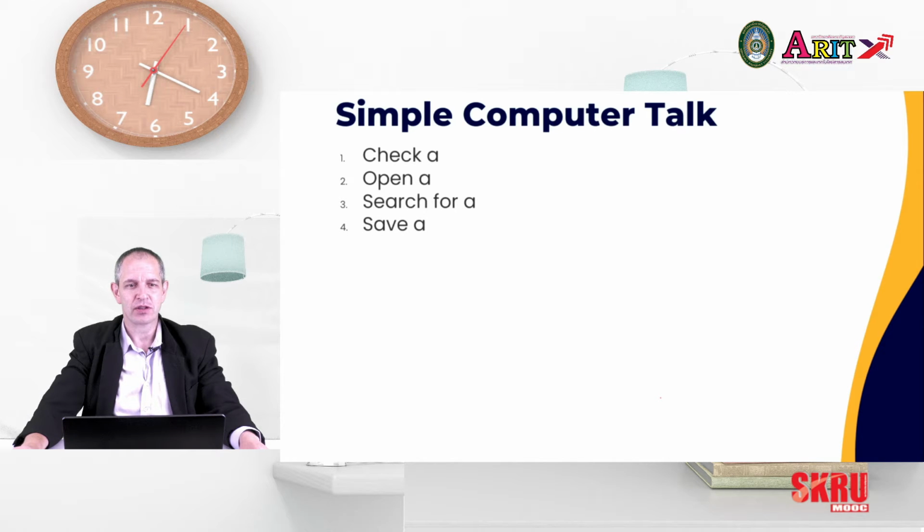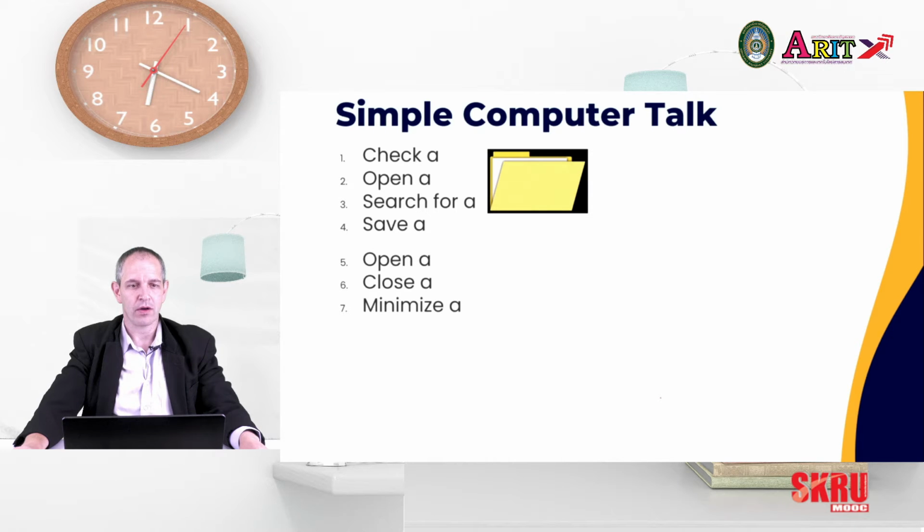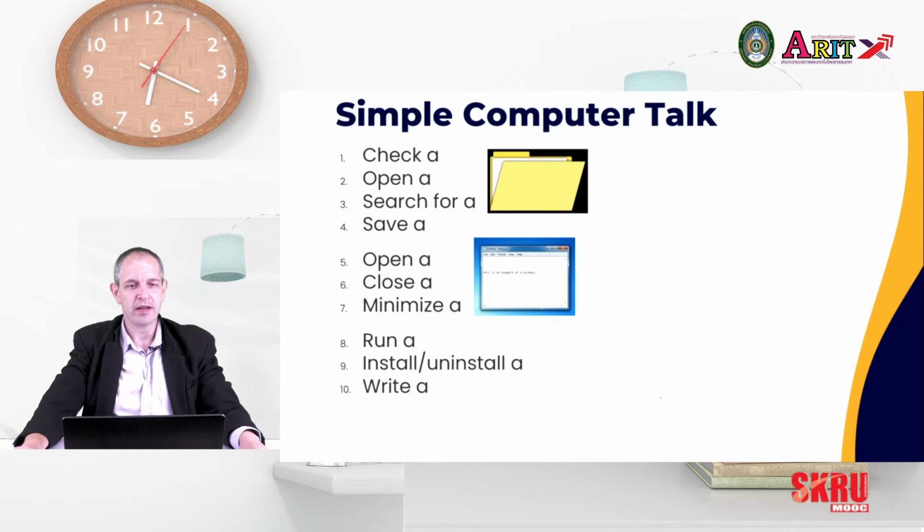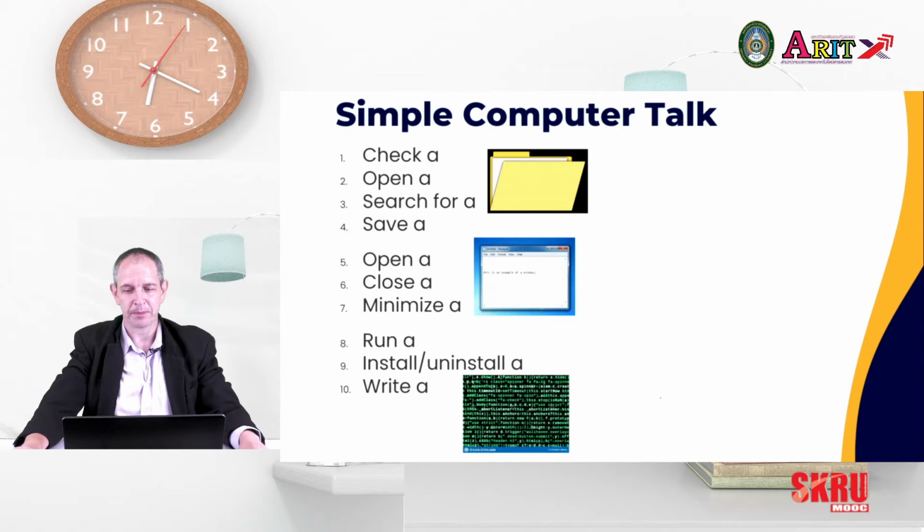check, open, search for, and save a file. So check a file, open a file, search for a file, and save a file. Next we have open, close, minimize. What do you think matches these? A window. Open a window, close a window, minimize a window. Next we have run, install or uninstall, write a program.